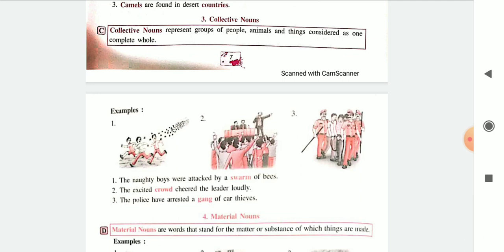I brought a big bunch of grapes. So here, bunch is a collective noun, grapes is a common noun. Now, like we say, class of students, but we can also use the word class without using the word students. My class was very unruly today. Here, class is a collective noun.